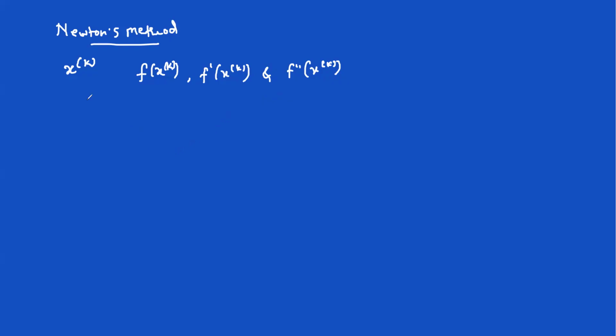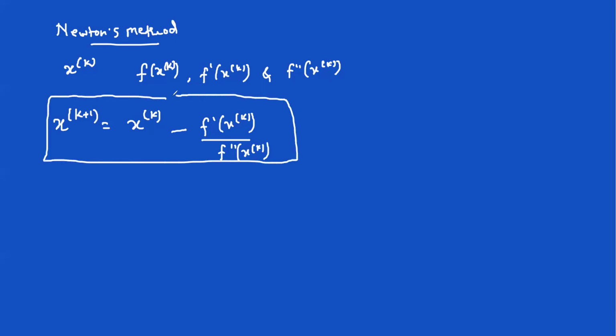Yes. So if xk is any initial root, then the next root will be xk minus f dash xk upon f double dash xk. So based on this single formula, you will solve all the problems of Newton method. First note this formula. Derivation is not important. Only how to use it is important.